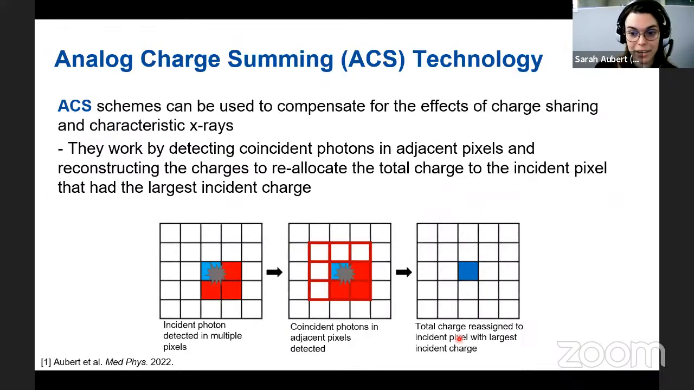So to address some of the effects of charge sharing and K-escape X-rays in photon counting detectors, some detectors may incorporate an anti-charge sharing scheme to compensate for these effects, known as analog charge summing technology, or ACS. These schemes work by detecting coincident photons in adjacent pixels and reconstructing the charges to reallocate the total charge to the incident pixel. So in this example, our initial pixel interaction is in the center, but we're detecting lower energies in surrounding pixels. The ACS would sum a 3x3 region of interest of the surrounding pixels and reassign all of this energy to the initial pixel interaction site.